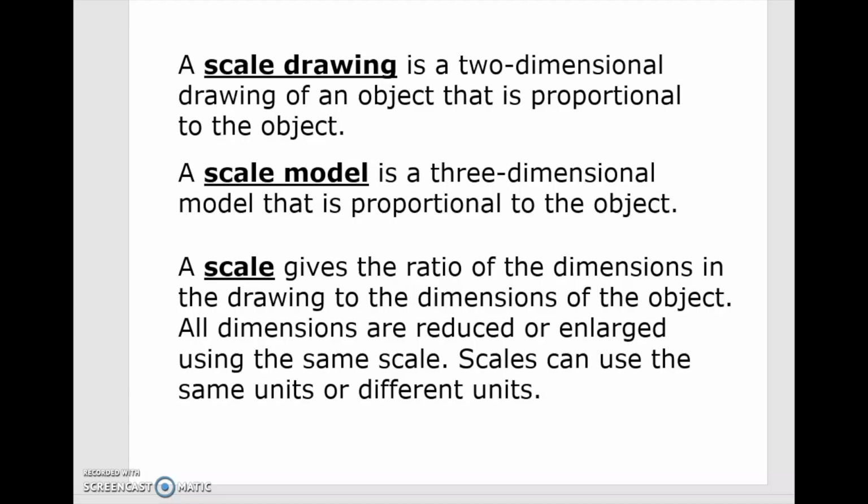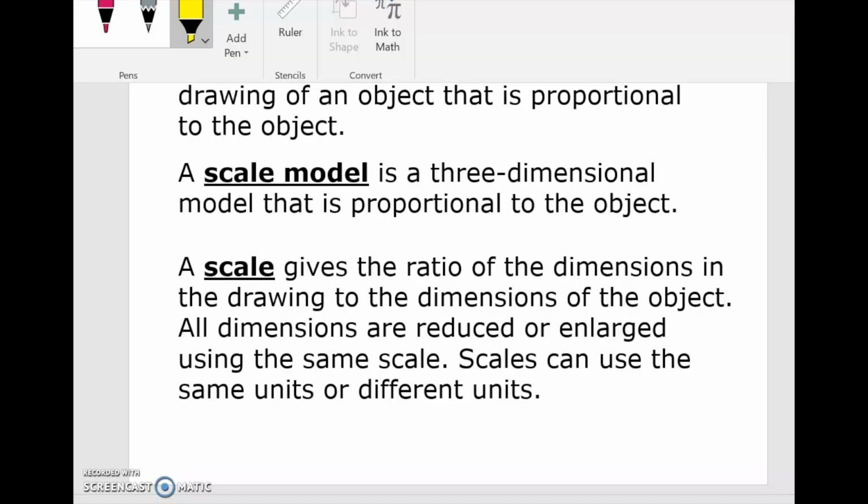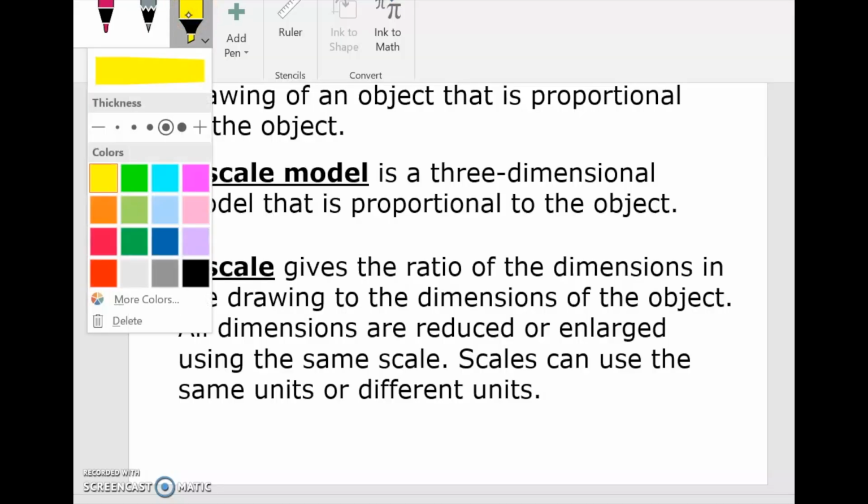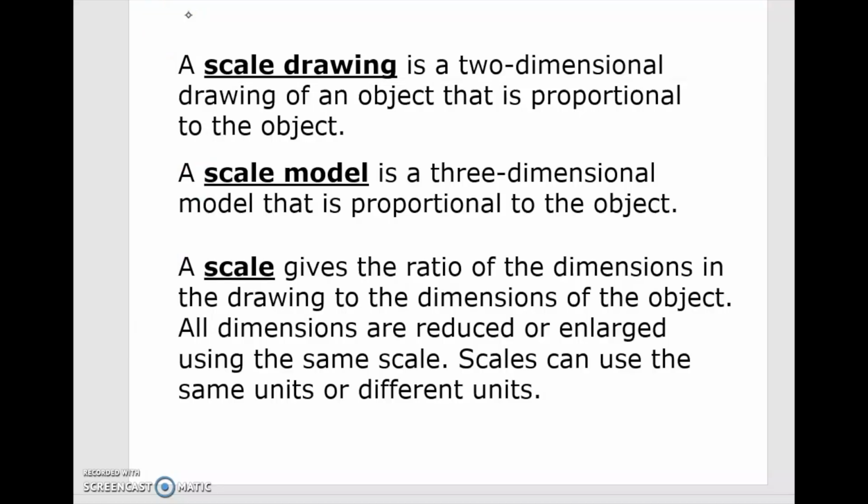Hi students, welcome back. We're going to continue looking at proportional relationships, and today we're going to be talking about a very specific type of proportional relationship called scale. And so we're going to talk about scale drawings and scale models and what a scale is.